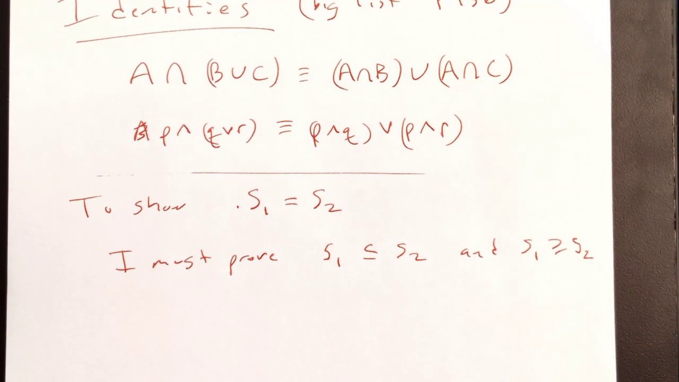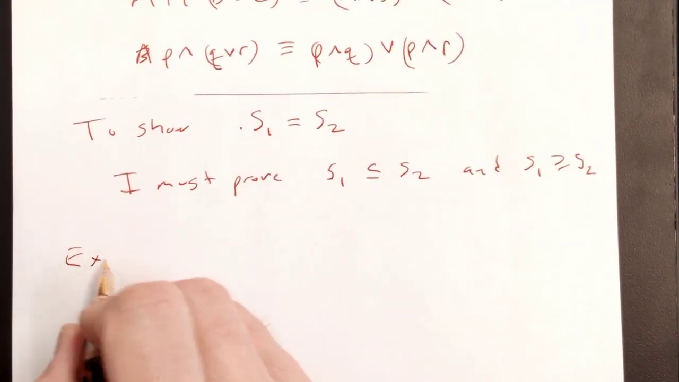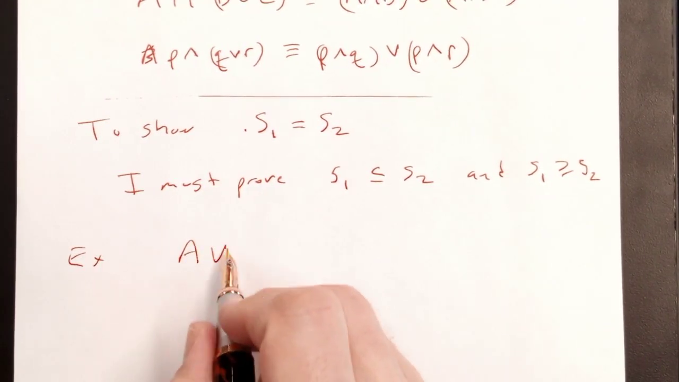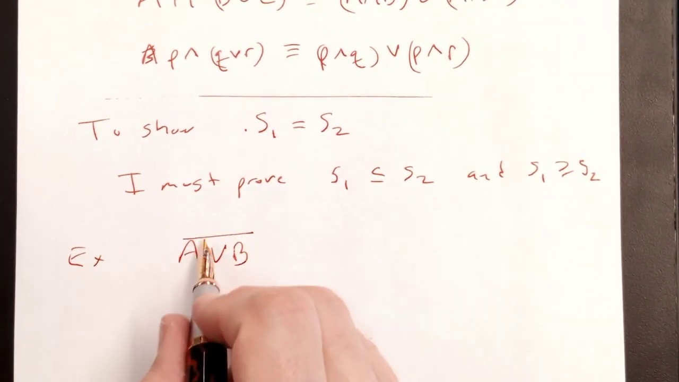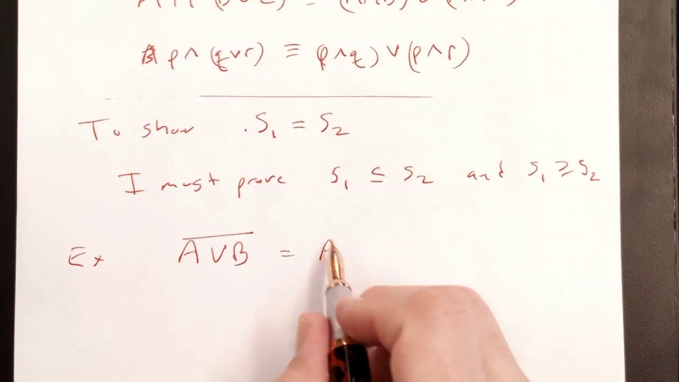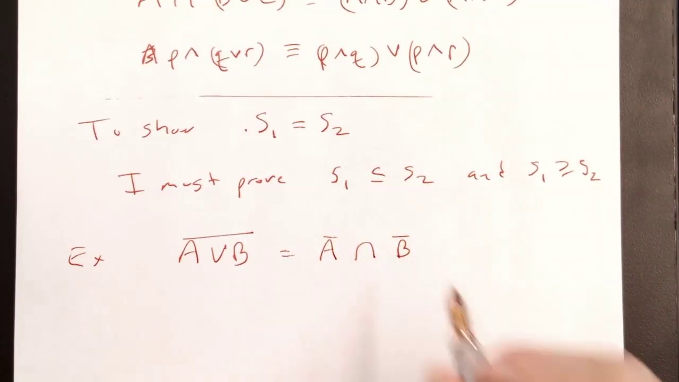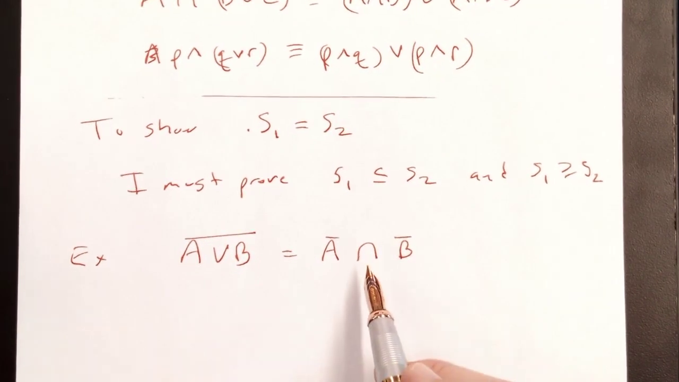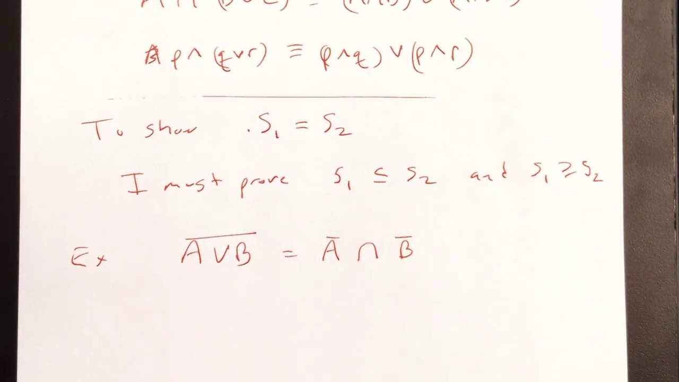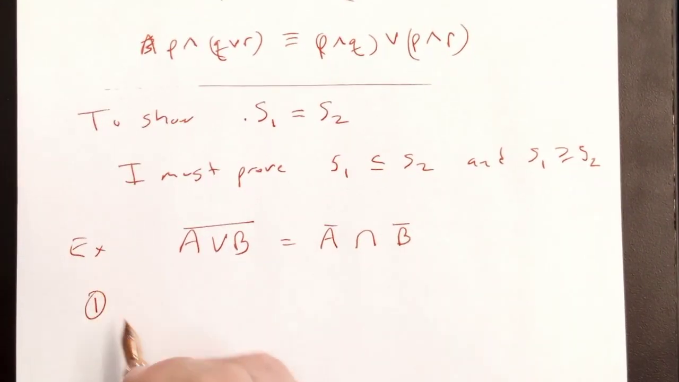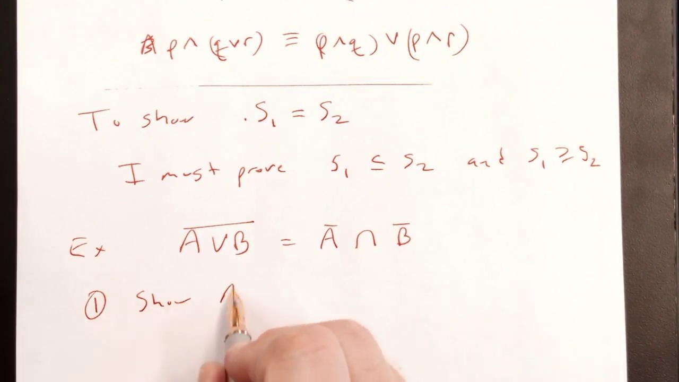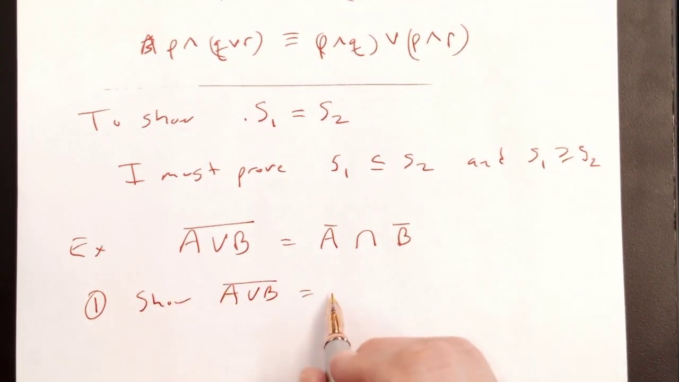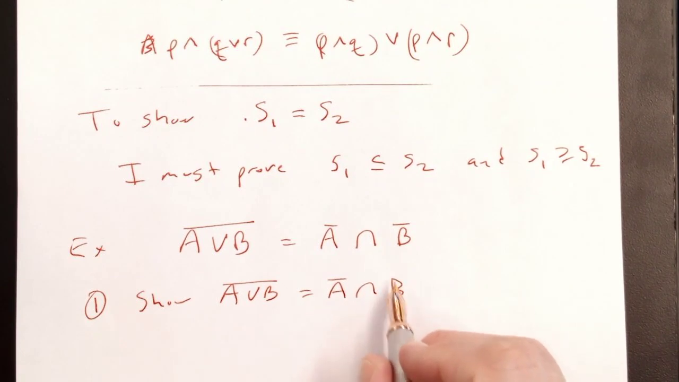Let me give you an example so you can see why I'm not thrilled with this idea. Let's do De Morgan's law. Not (A or B) is not A and not B. So this is set one, this is set two. I'm going to do two proofs. One, show (A union B) complement is A complement intersect B complement.